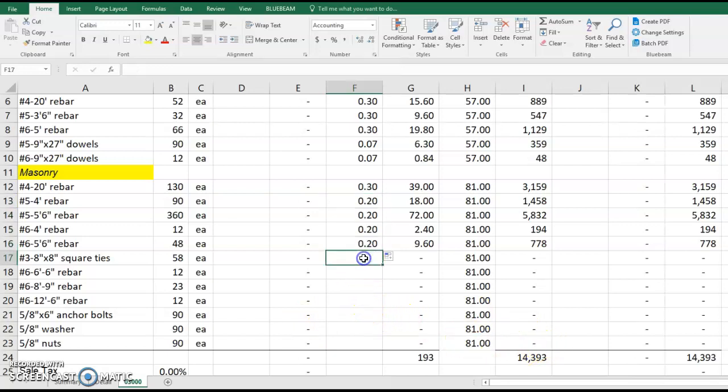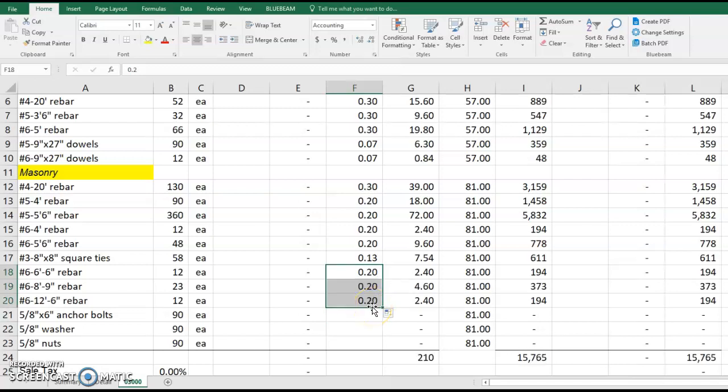Here's square ties. So number 3, 8x8 square ties. We should be able to find. Here's rebar ring tie is 13 cents. So this is going to be 0.13. And let's see here. A 6'6" rebar. I think that these are vertical, so we have to go to 20 cents on those. And we're going to take this all the way down. And that should be good.